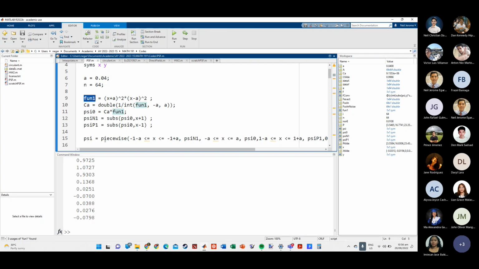Tapos, di ba remember si psi sub 0 sa module, define siya as CA times this guy. So computing ko si CA. Si CA ay 1 over integral ni fun1 over the interval negative a to a. Yung maganda kay Matlab, kahit integral, kaya niyang gawin. Of course, for some specific functions lamang. Kung simple lang naman yung function mo, kayang-kayang kunin ni Matlab yung eksaktong integral niya.